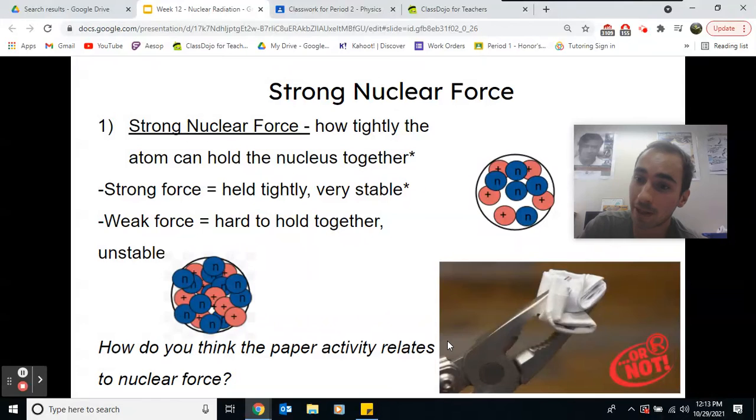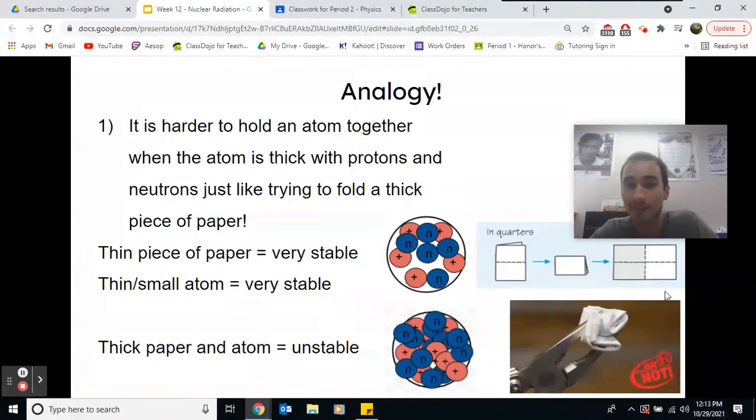I want you to try and pause the video now. How do you think this relates to the paper activity? Okay. Hopefully you guessed that it's harder to hold an atom together when the atom is thick, just like the paper. When the atom, instead of being thick with a bunch of layers of paper, is thick with protons and neutrons. So this atom is a lot harder to hold together compared to this atom. This one is completely stuffed, so it's very hard to control. Whereas this one, there's a lot more space for the protons and neutrons to move around, so it's a lot easier to handle.